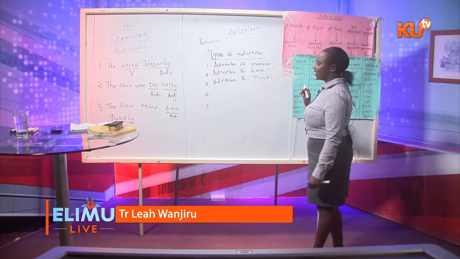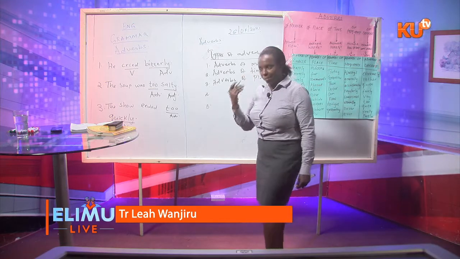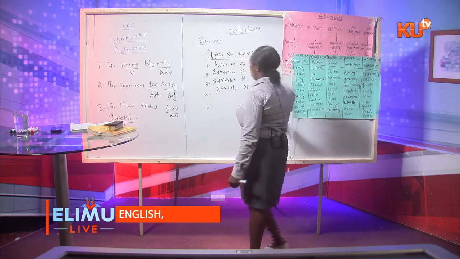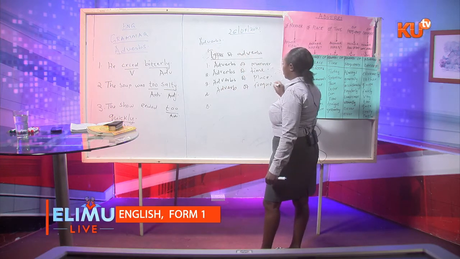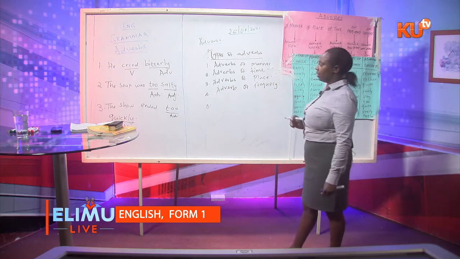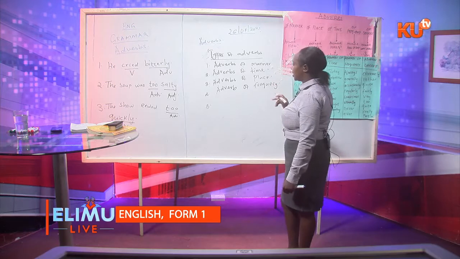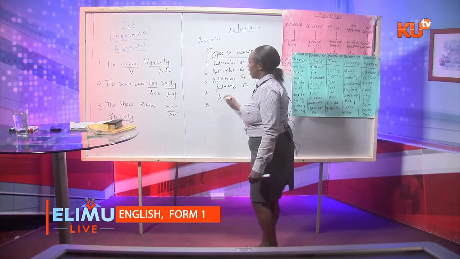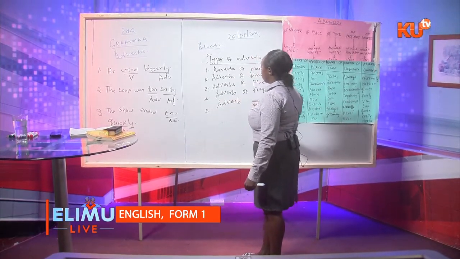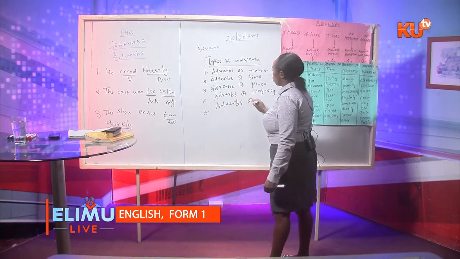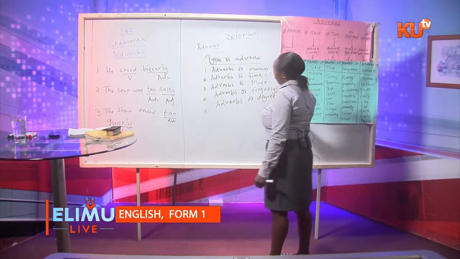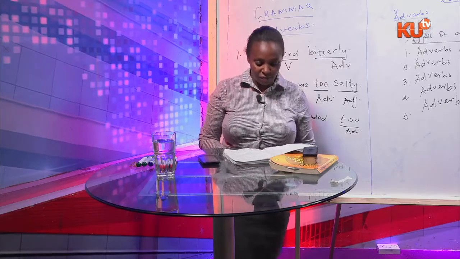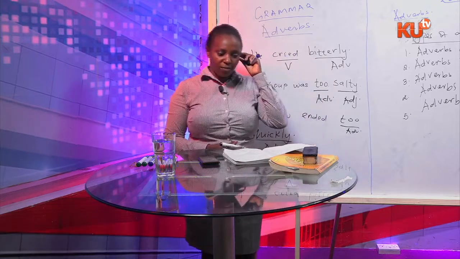We have said that they tell us how often something happens, therefore we come up with adverbs of frequency. We have also said that they tell us the degree or the intensity of something, and in this we come up with another category we call the adverbs of degree. Those are the 5 types of adverbs we have.